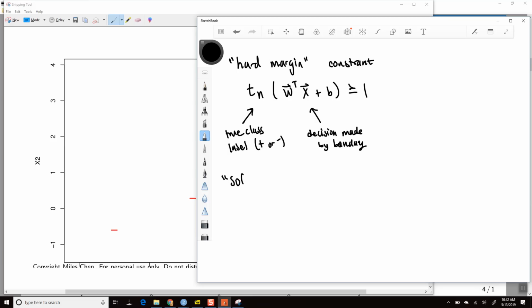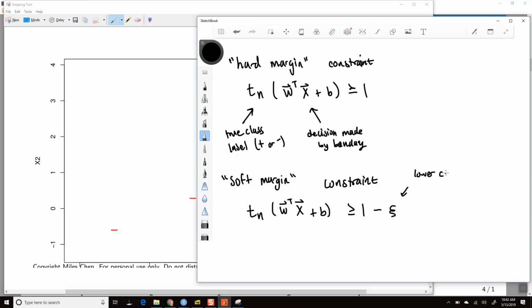Now, what we can do is create a soft margin. And we're going to say that the true class multiplied by the decision boundary can be a little bit less than 1. So I don't know how they draw a xi. How do you draw a lowercase xi? All right, this is lowercase xi. I never learned how to. This is how you write xi, right? I don't know.